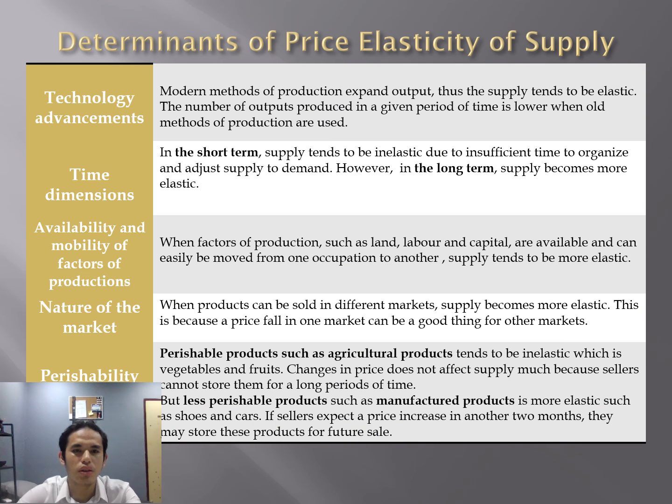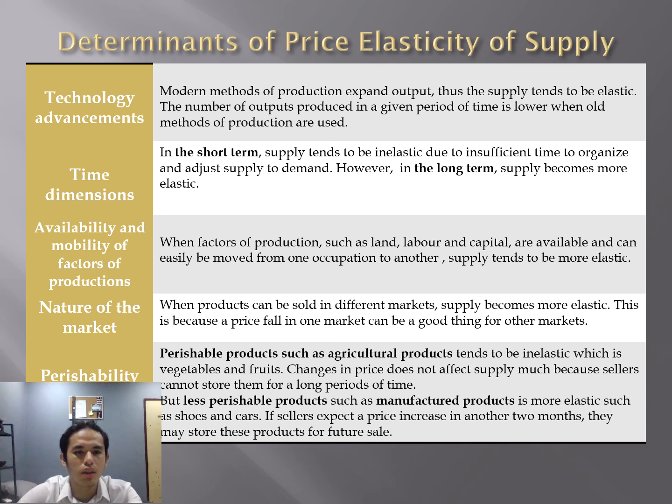Determinants of price elasticity of supply. Technology advancements: modern methods of production expand output, thus the supply tends to be elastic. Next, time dimensions. In the short term, supply tends to be inelastic. However, in the long term, supply becomes more elastic.